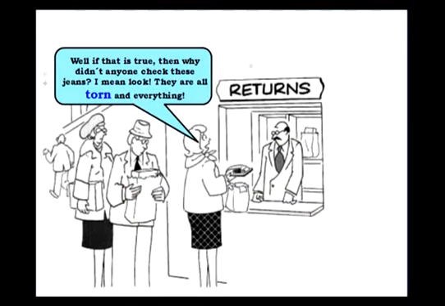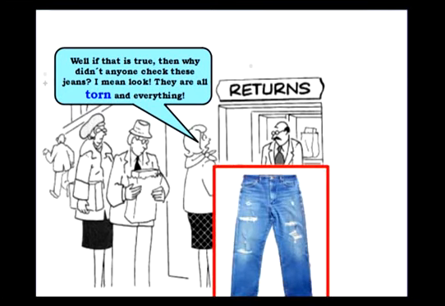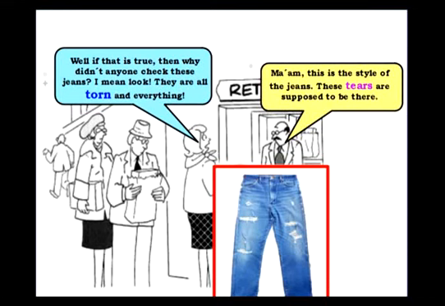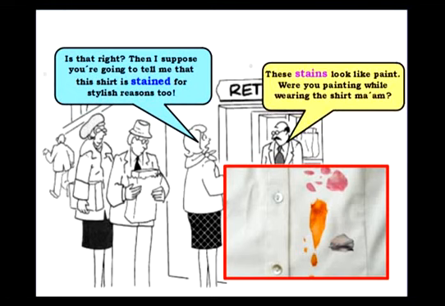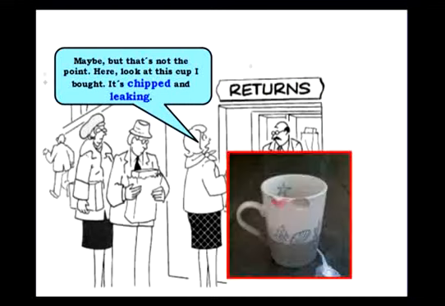Well, if that is true, then why didn't anyone check these jeans? I mean, look, they're all torn and everything. Ma'am, this is the style of the jeans. The tears are supposed to be there. Is that right? Then I suppose you're going to tell me that this shirt is stained for stylish reasons too. These stains look like paint. Were you painting while wearing the shirt, ma'am? Maybe, but that's not the point.